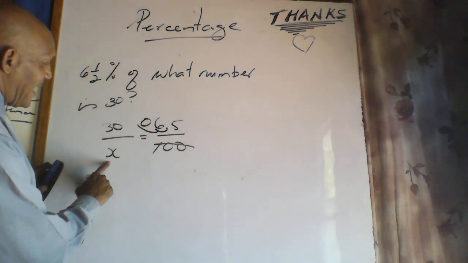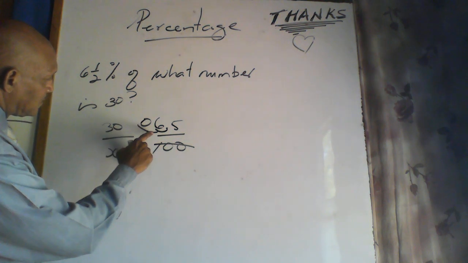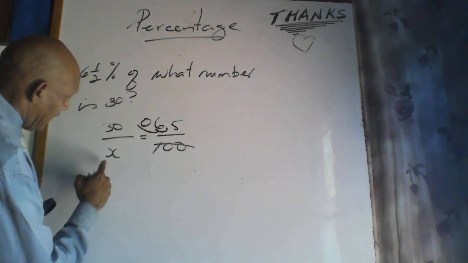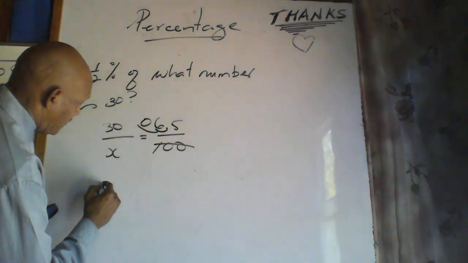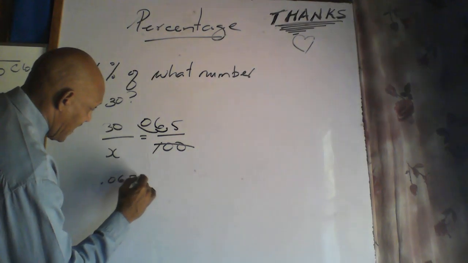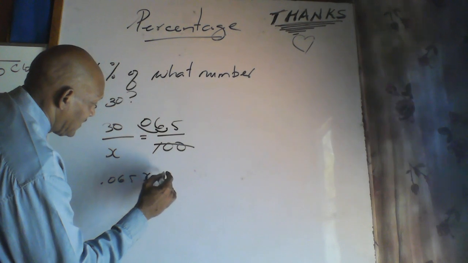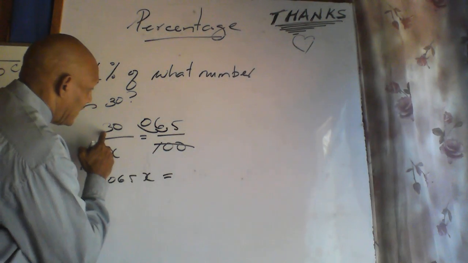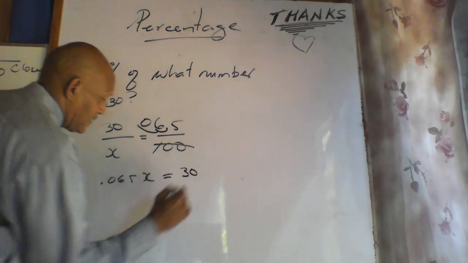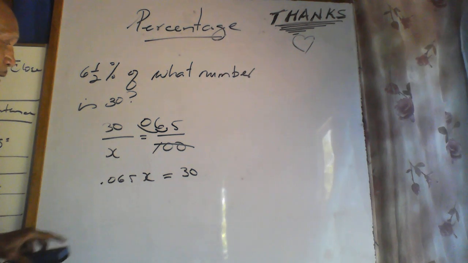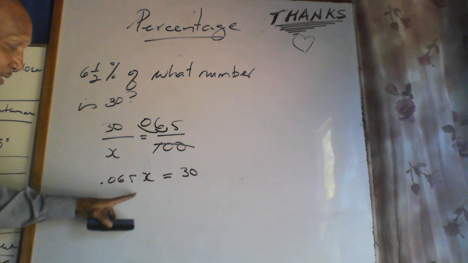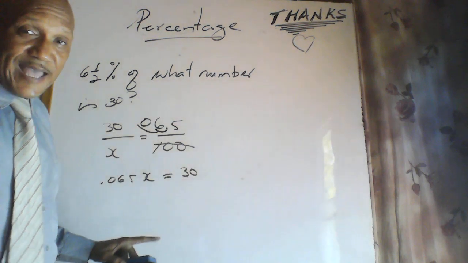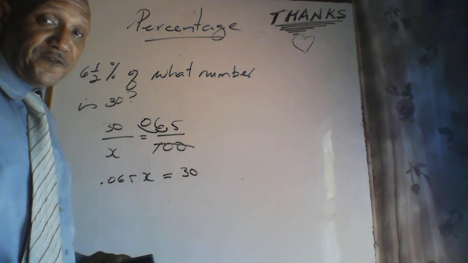And now I have x times 0.065 equal 0.065x. Bring down my equal sign, and 30 times 1 is 30. When you get this far, in any equation, you divide both sides by the number in front of the variable.